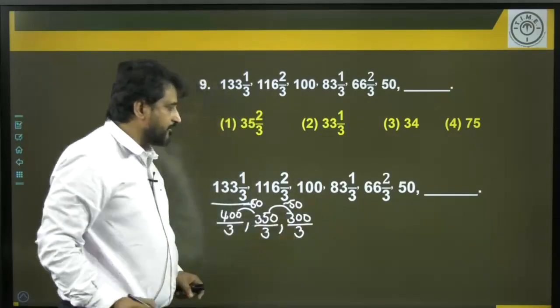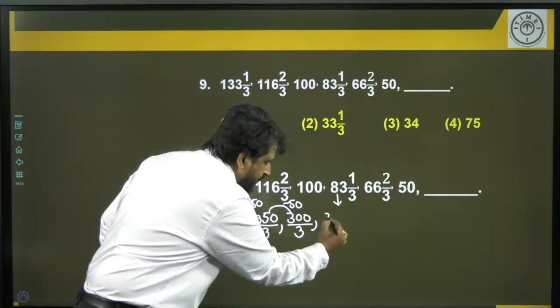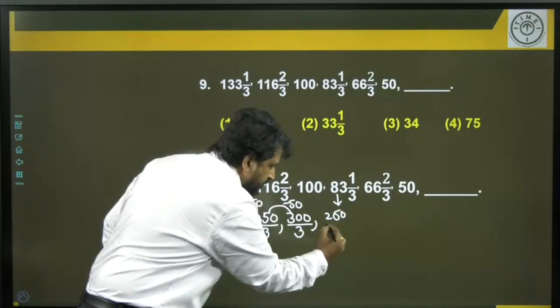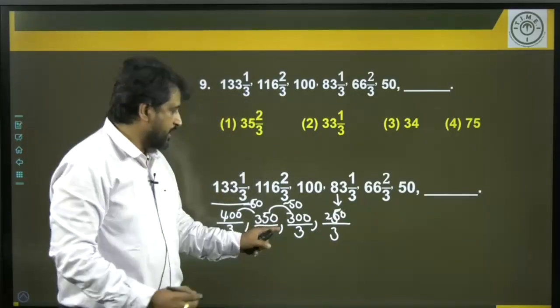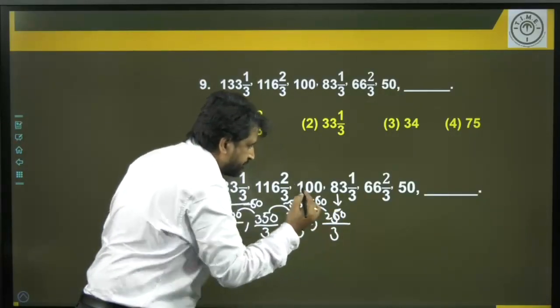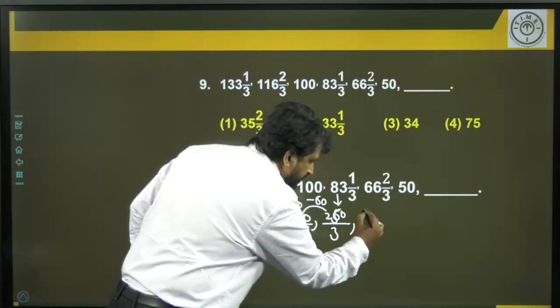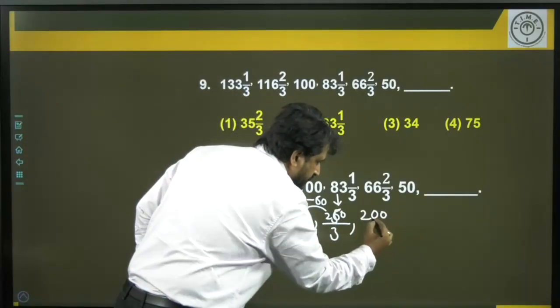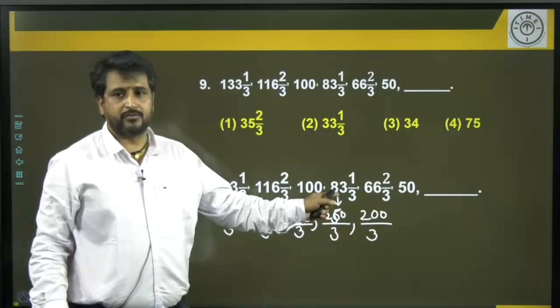So 83 1 by 3 can be written as what? 250 by 3. Again 300 to 250, it is reduced by 50. Next, 66 2 by 3 can be written as 200 by 3. Again 250 to 200, it is reduced by 50.